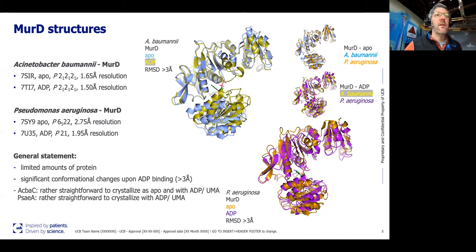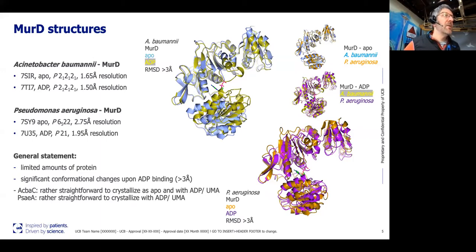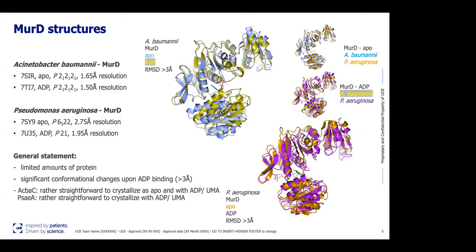Yes, we did. You have tried it, or you do? Pardon? We have crystals. We have crystals for both Pseudomonas and Acinetobacter Mur D. Okay. As a general comment, obviously we've been thinking a lot about Pseudomonas, but there still remains a big need for Acinetobacter.